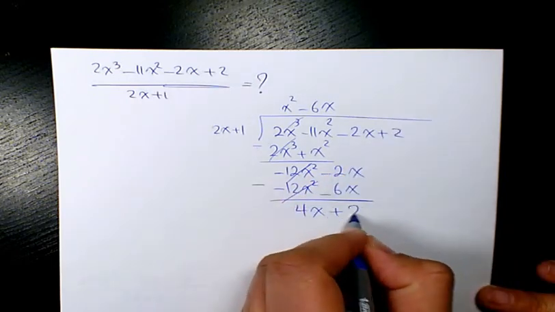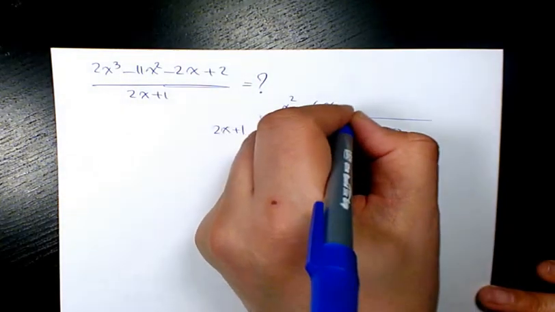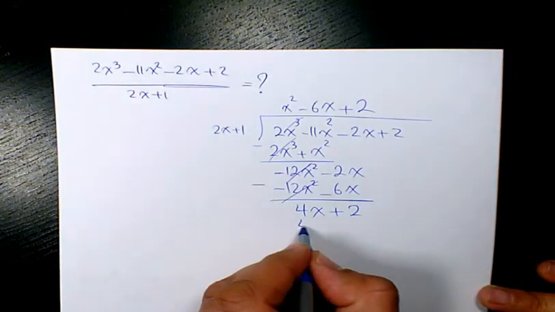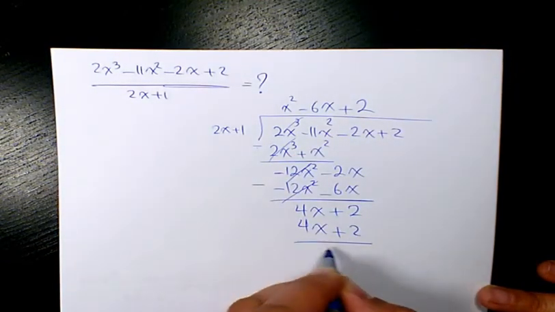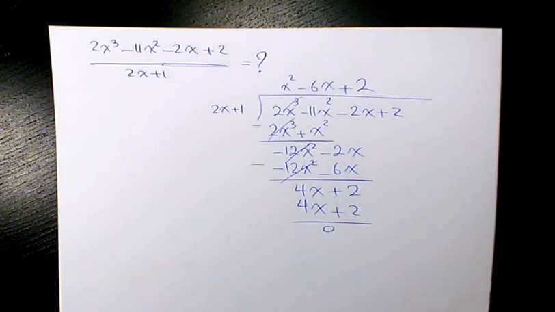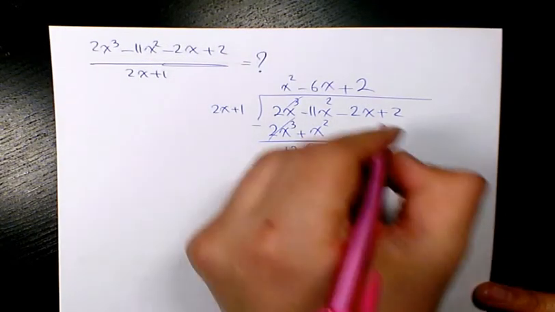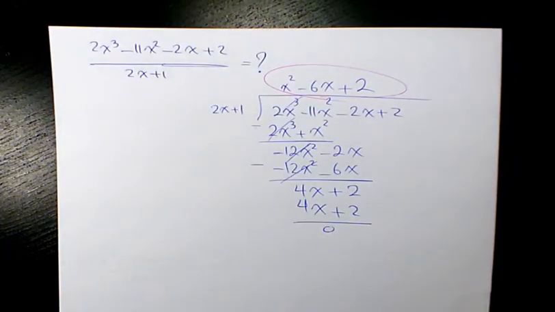Then you bring this one down. 4x divided by 2x is going to be 2. 2 times 2x is going to be 4x plus 2. Cancel out, it's going to be 0. So the quotient is going to be x squared minus 6x plus 2.